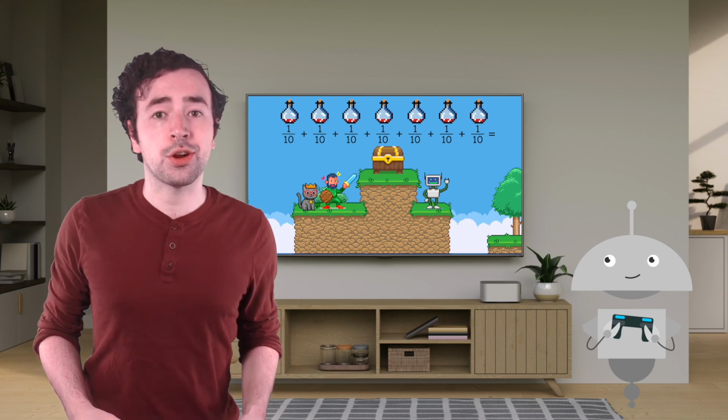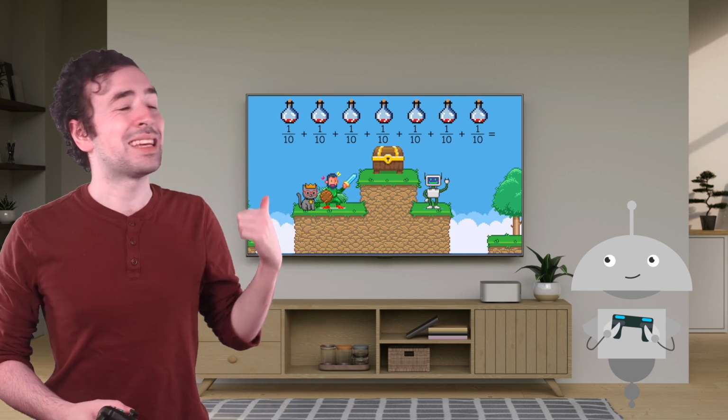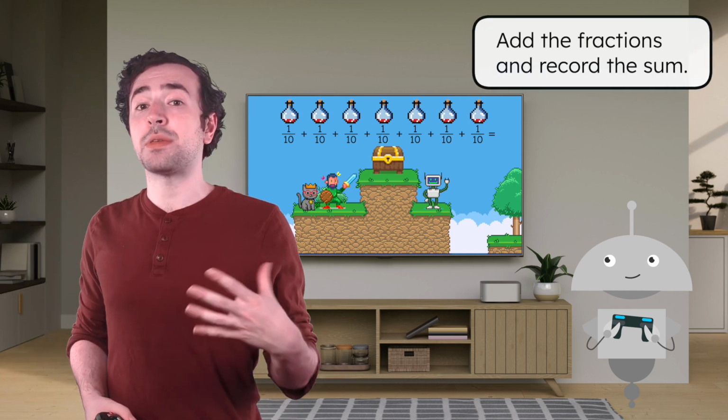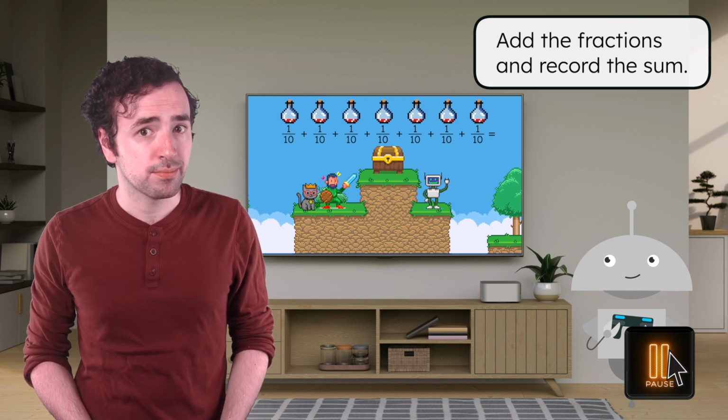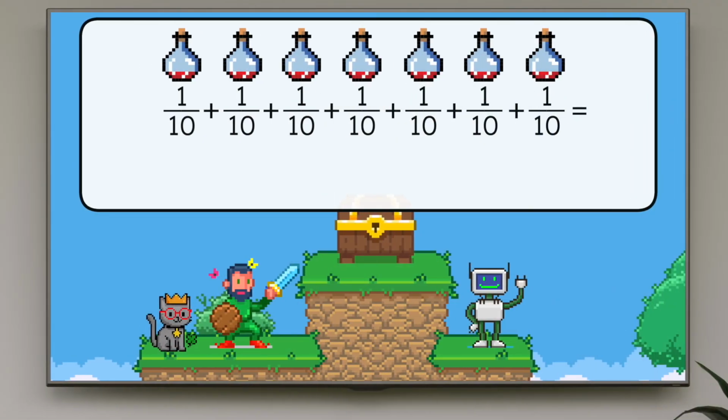Okay, before we get started, we should figure out this repeated addition problem. Pause here to add up the fractions and record the sum in your guided notes. Adding up all of these tenths equals 7/10.